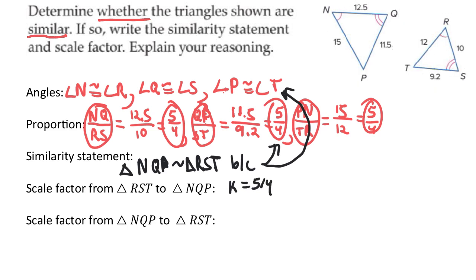What about this? A scale factor from NQP taking us to RST. Well, we're getting smaller, so your scale factor's got to be less than 1. So it can't be 5/4. It'll be the inverse. It'll be the reciprocal, which is 4/5. Slightly less than 1. All right.